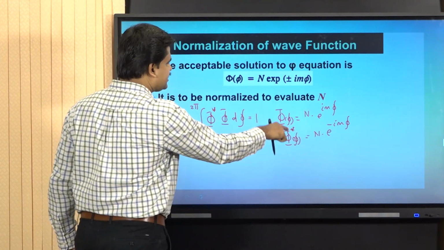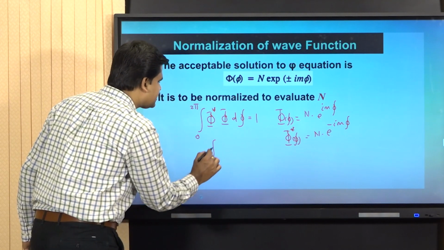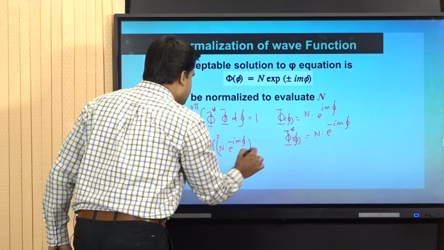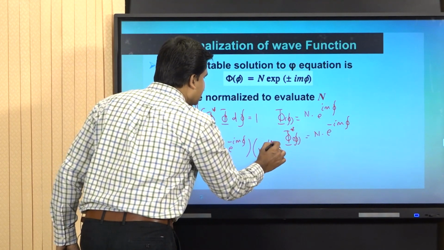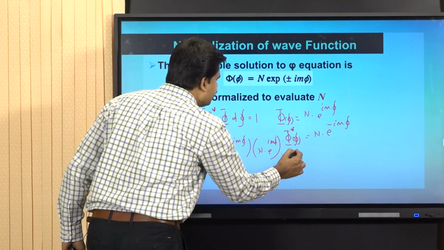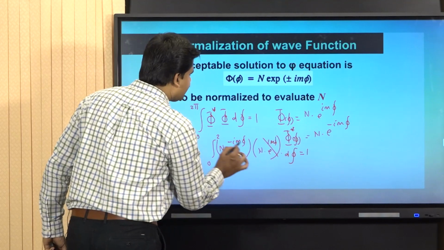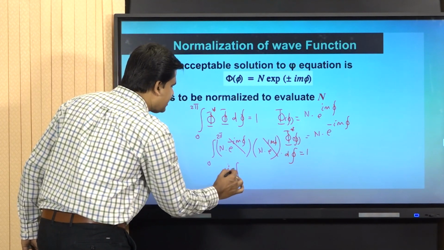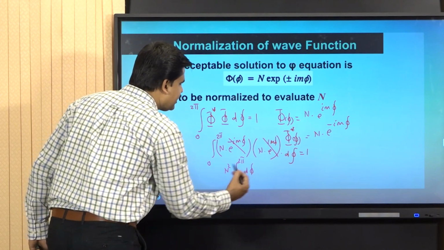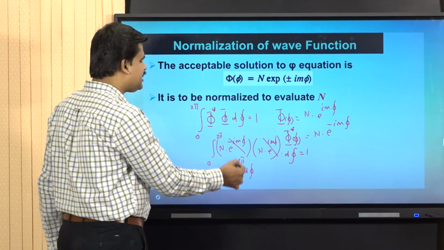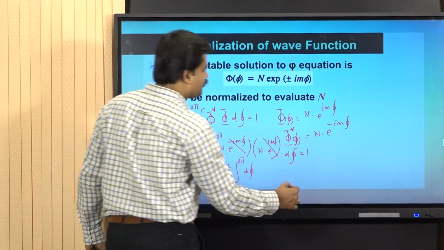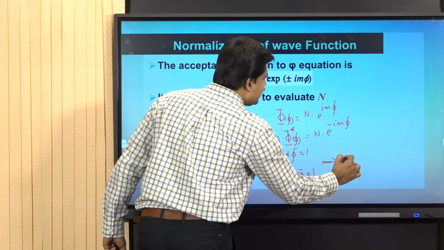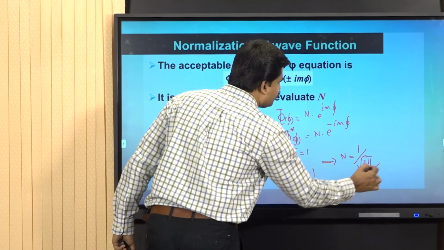We have to substitute the values of Φ* and Φ here, and on integration from 0 to 2π, N e^(-imφ), that is Φ*, multiplied with N e^(imφ), which is the value of Φ, into dφ, must be equal to 1. e^(imφ) and e^(-imφ) vanish, and N into N is N squared. So, the result is N squared times the integral from 0 to 2π of dφ. Since the integral of dφ is φ, upper limit minus lower limit is 2π minus 0, that is equal to 2π. I can put N squared into 2π must be 1. That implies N is equal to 1 by root of 2π.